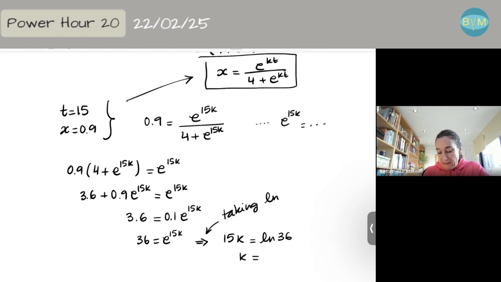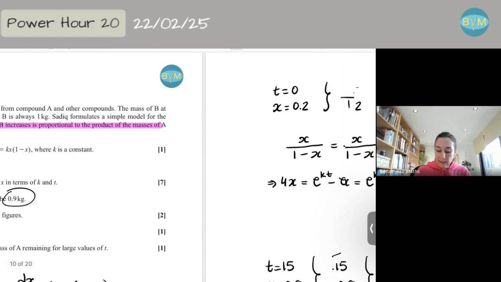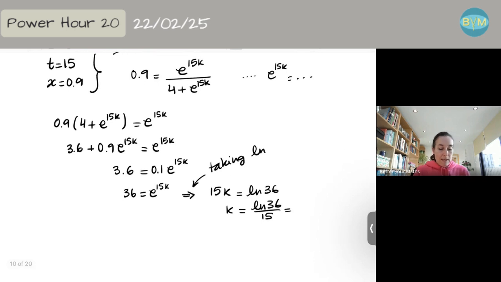So k is ln 36 divided by 15. Some questions will ask you for the exact value, and then you leave it like this. In this one, they ask for 3 significant figures. So we just find that value and give 3 significant figures: 0.239.